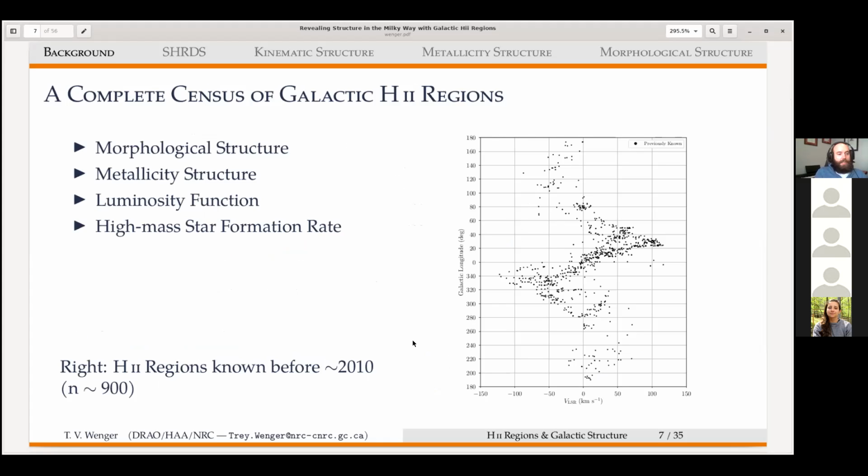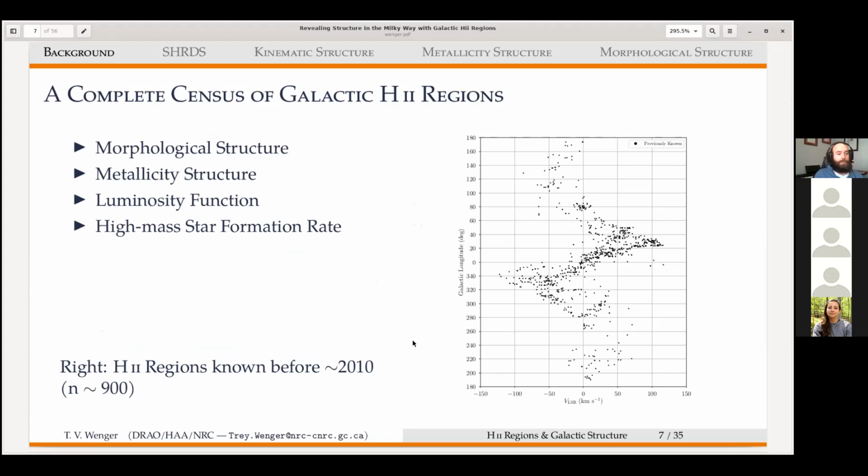So I hope I've convinced you that H2 regions are a great tracer of galactic structure. And now I hope I can motivate you that if we want to use H2 regions to trace galactic structure, we need to find all of the H2 regions. We need to complete the census of galactic H2 regions. And by doing so, we'll be able to pin down these structures and also do some other interesting physics that I won't talk too much about in this talk.